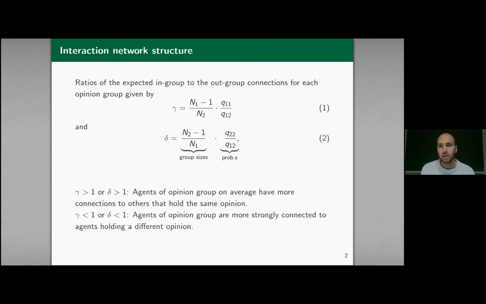And what do those mean? Well, a gamma or a delta bigger than 1 means that agents of the opinion group on average have more connections to others that hold the same opinion, while smaller than 1 means exactly the opposite.